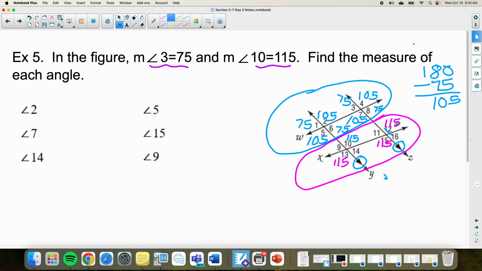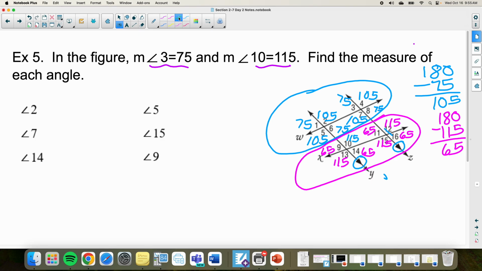Now to find the other four, how do I find 16? Yeah, 180 minus 115, which is 65. So that means this is 65, this is 65, this is 65, this is 65. Okay? Now let's go over and fill in what they're asking us.